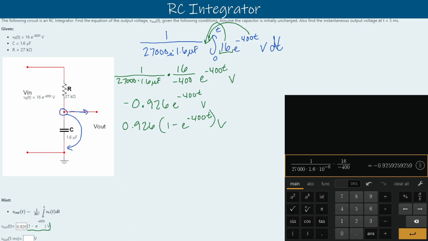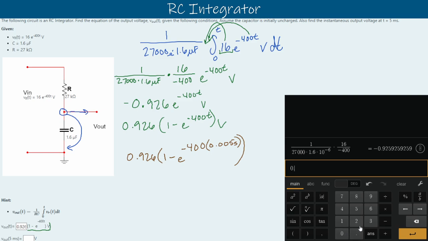And from here, we'll just plug in our time interval. And we know that the time was given to us here. So we'll take our 0.926, open parenthesis, 1 minus e to the negative 400. And in this t value here, we're going to put in our milliseconds value in terms of seconds. So 0.005 seconds. All right, and we'll close that off. And this is how we're going to type it into our calculator here.